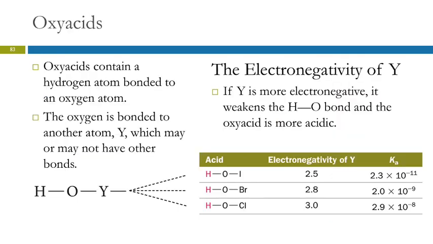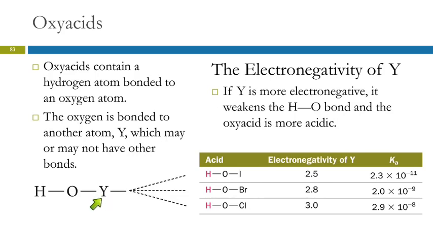So what about the oxyacids? The oxyacids, we've got oxygen, of course, and hydrogen. The hydrogen is attached to the oxygen, which is attached to some other element. Could be chlorine, nitrogen, sulfur, something like that. This element may or may not be attached to other oxygens. Just depends. So the electronegativity of that element Y is going to have an effect on the strength of the acid.